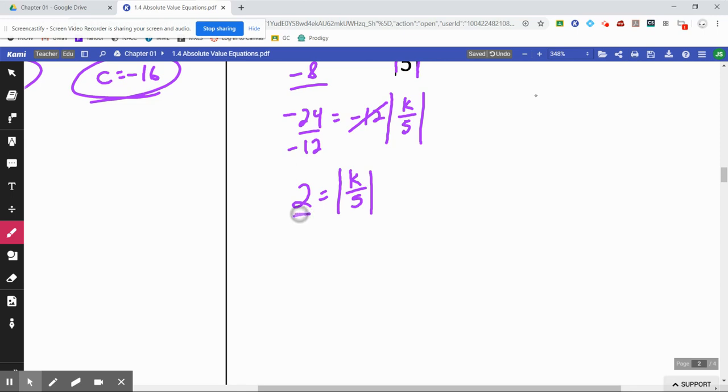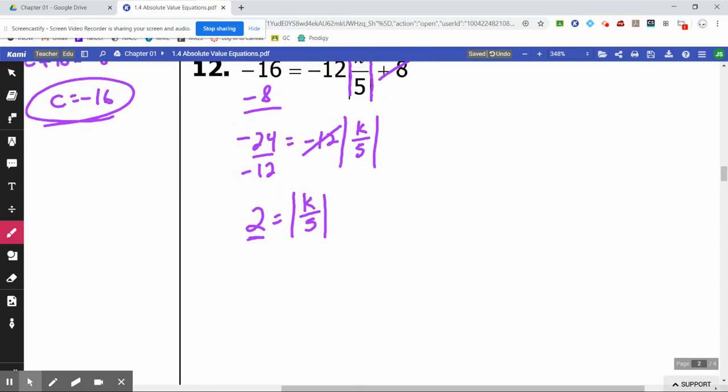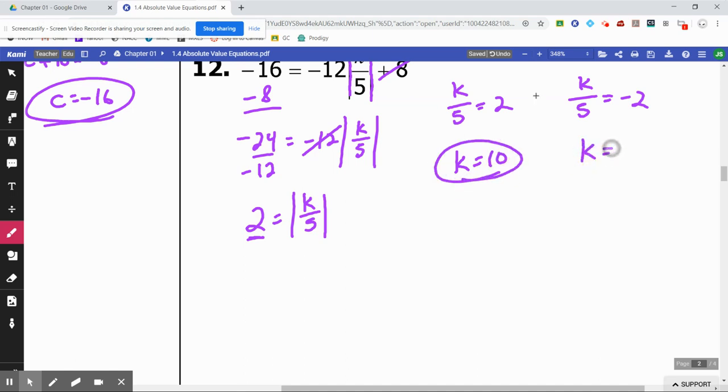Since this is not a negative, we can split this. K over 5 is either equal to 2 or k over 5 could be negative 2. Solving each of these is going to give you an answer of 10 and negative 10 when you multiply by those 5s.